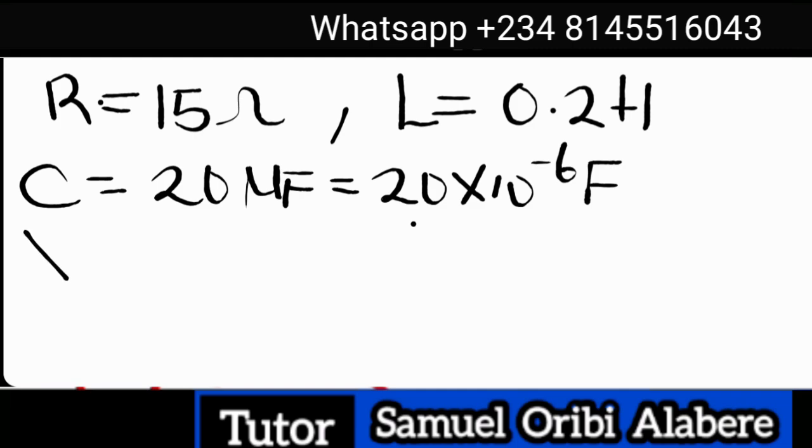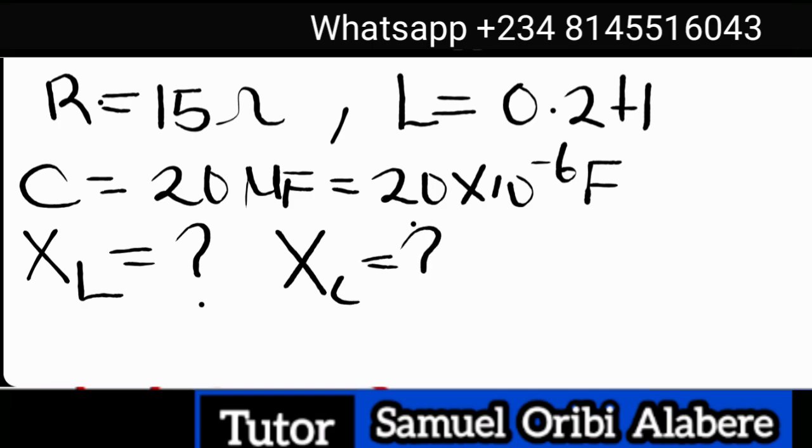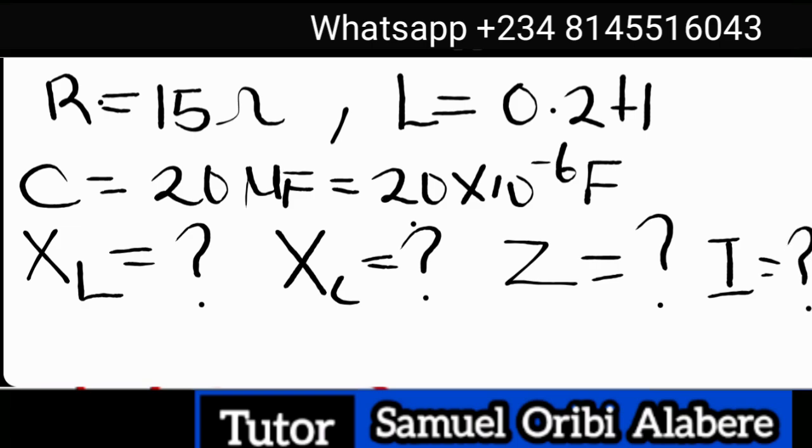Then the inductive reactance, XL, is not given, the capacitive reactance is also not given, and the impedance is also not given. So these are the first three things we are supposed to solve before we finally find the current, which is the last thing we are supposed to look for. These are the important things we should take note of before engaging in the calculation.